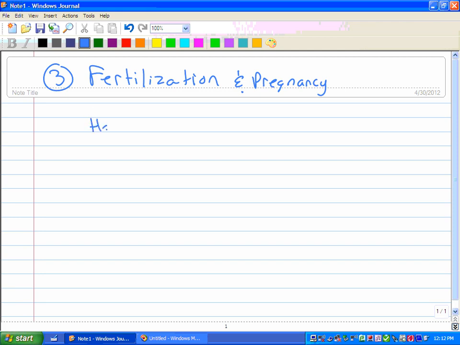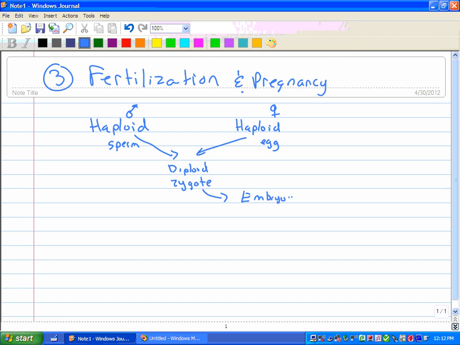So just a reminder, in order for fertilization to happen, we need our haploid cells, which are coming from the mother and the father, and they're each going to be donating their cells. So male is going to be a sperm cell and female is going to be an egg cell, and then what happens is it forms this diploid zygote, and the zygote is just the combination of these two haploid cells. Then it develops into an embryo, then it develops into a fetus, and the fetal development we're not actually going to get into.